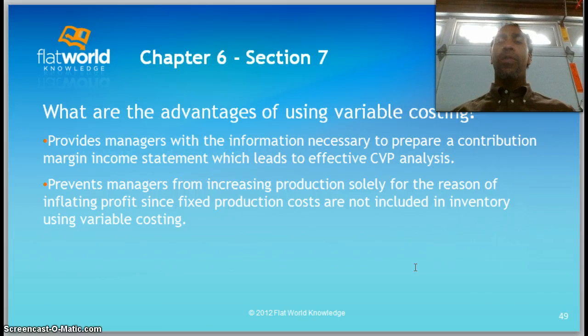So what are the advantages of using variable costing? Why do we even bring this up? It provides managers with the information necessary to prepare a contribution margin income statement, which leads to effective CVP analysis. And it prevents managers from increasing production solely for the reason of inflating profits, since fixed production costs are not included in inventory using variable costing. So for a lot of companies, it'll actually help them to get more efficient, more accurate numbers.